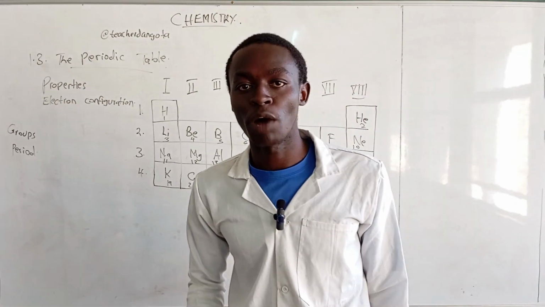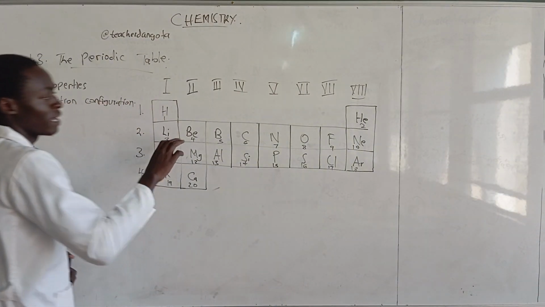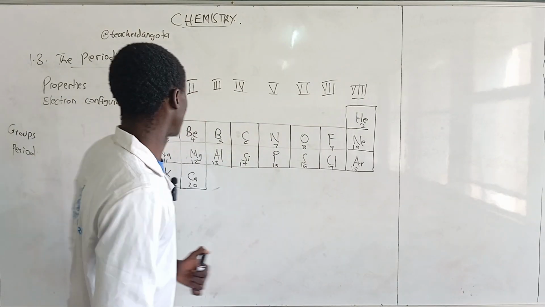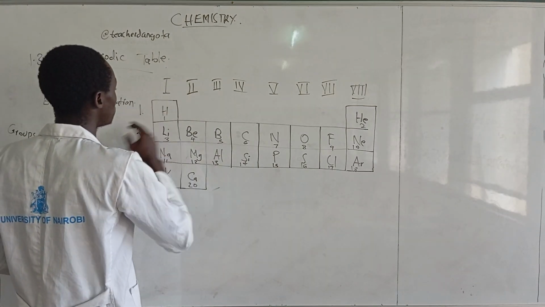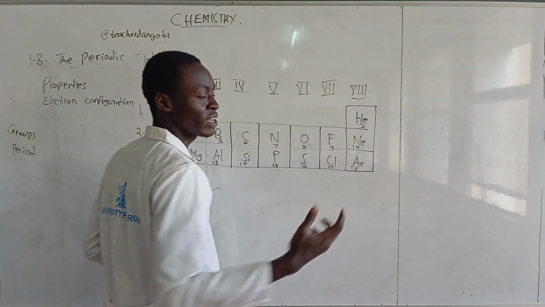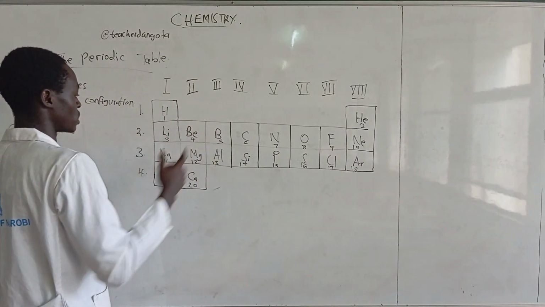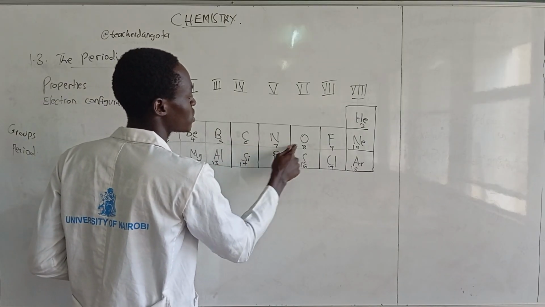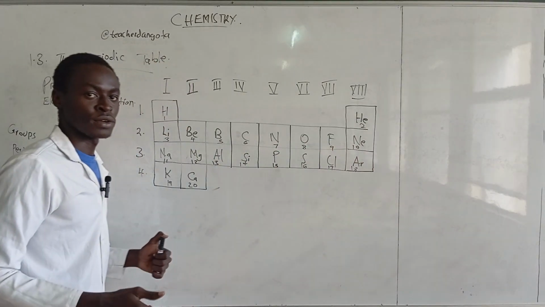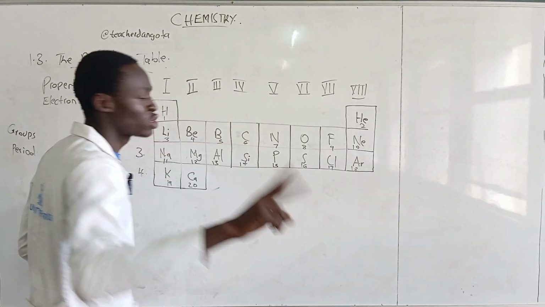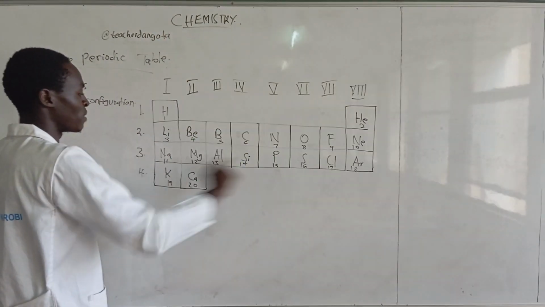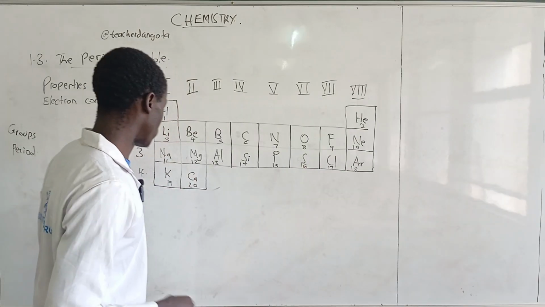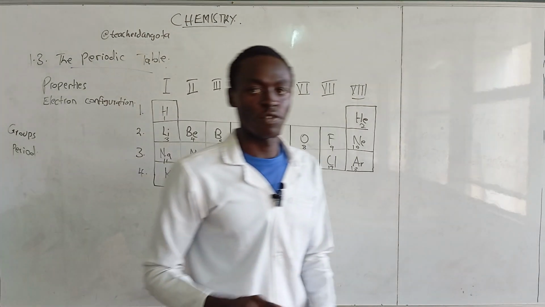How about periods? Periods play a role in that. Elements that are found in the same period have the same number of energy levels. Like the elements in period one, they have one energy level each. When you check on the second period, lithium, beryllium, boron, carbon, nitrogen, oxygen, fluorine, neon, all of these are in the same period, and they have the same number of energy levels. It will be two energy levels. Period three, each element will have a total of 3 energy levels. When you go to period 4, each element will have a total of 4 energy levels.